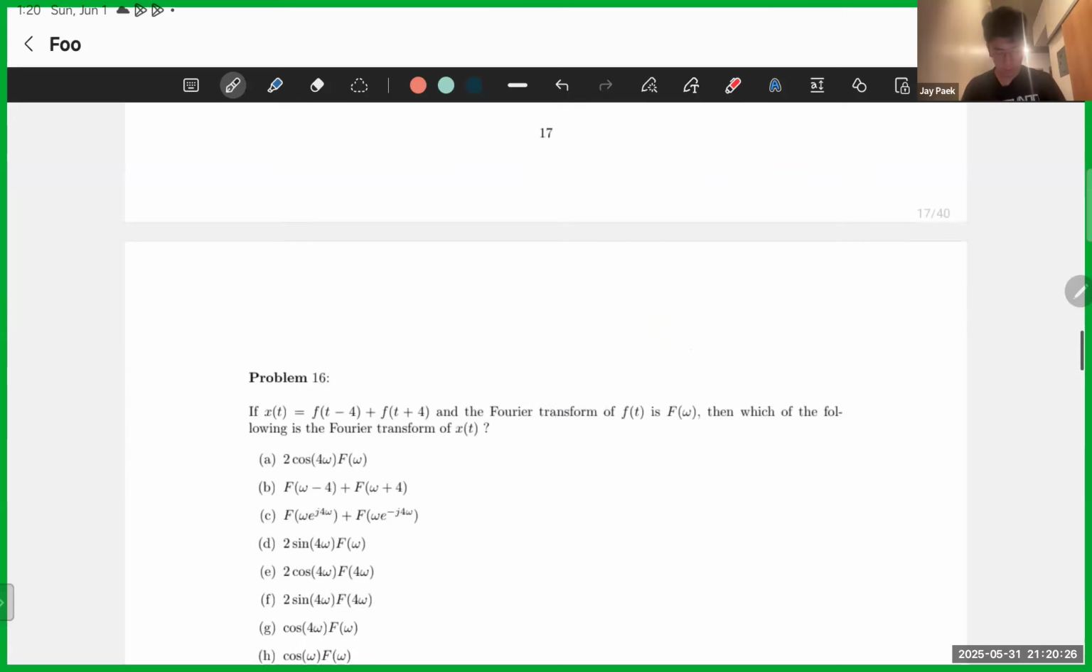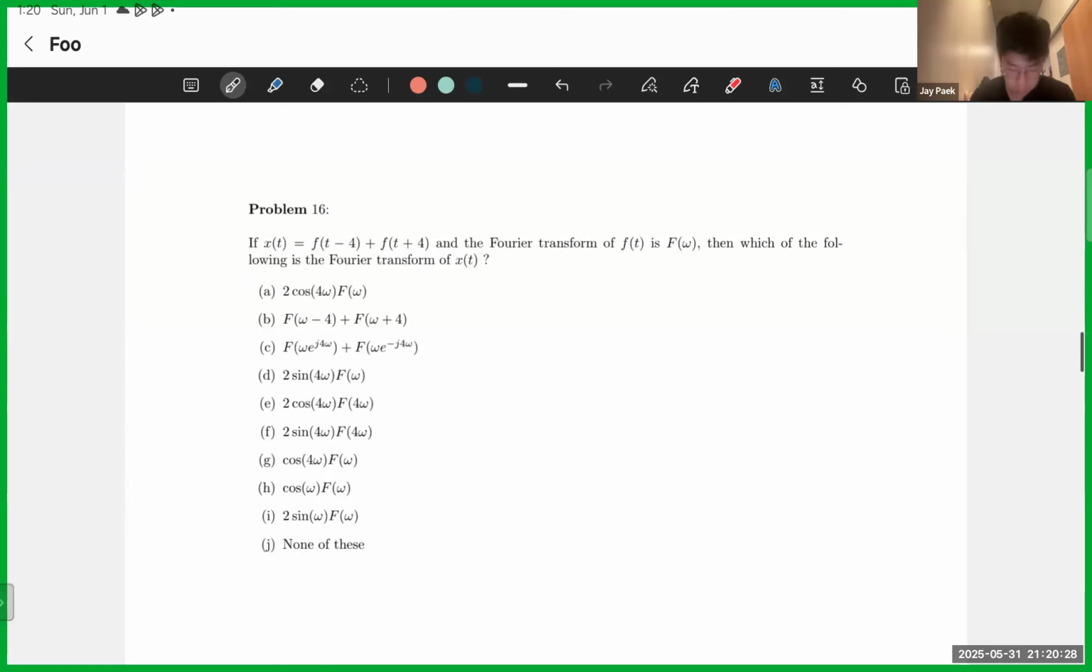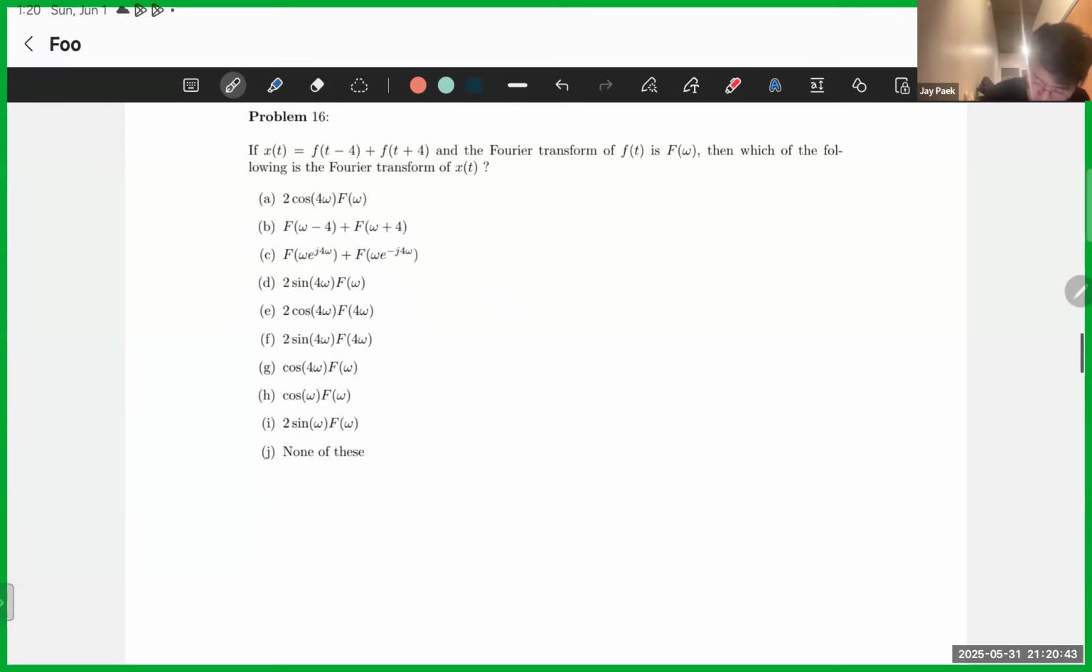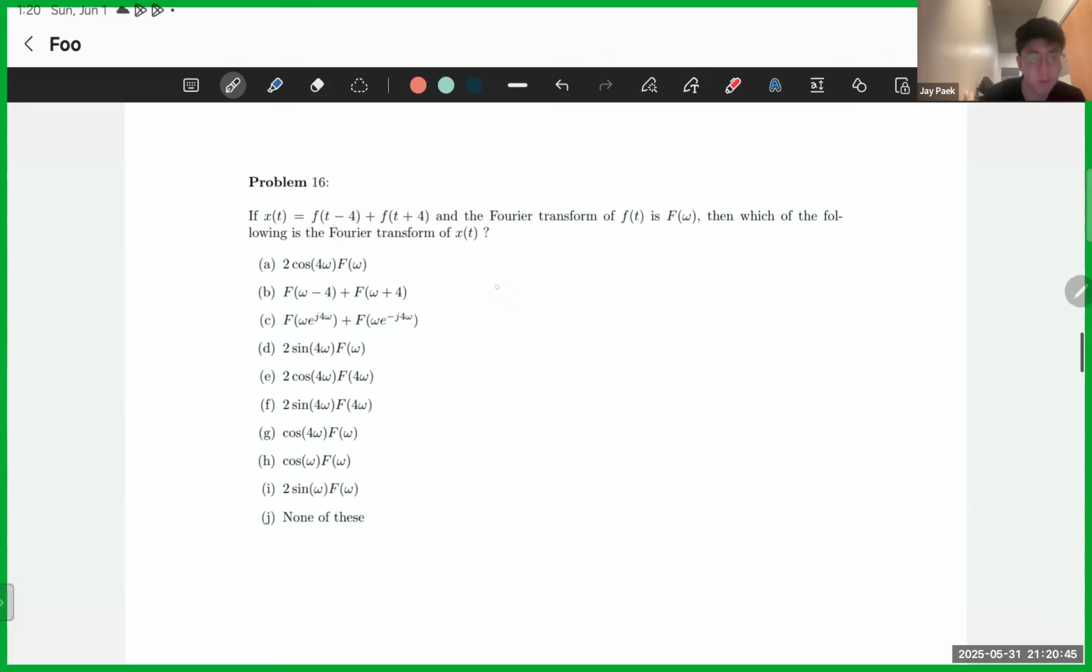Okay, next question. If x of t is equal to f of t plus f of t minus 4 plus f of t plus 4, and the Fourier transform of f of t is F of omega, then which of the following is the Fourier transform of x of t? Great question. Well, I'm going to list down the properties, and then we're going to do the question.